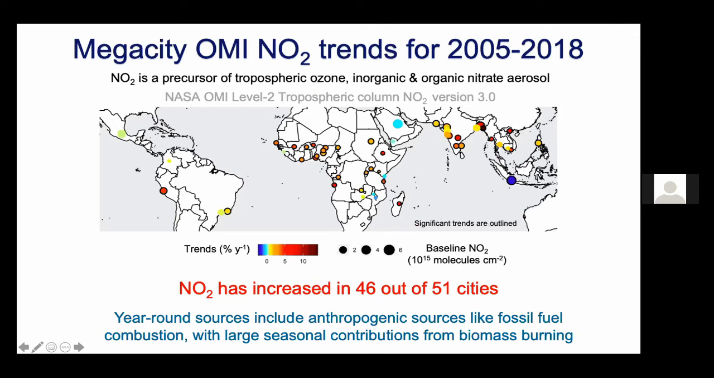So the warmer shades are obviously an increasing trend, and the shades of blue are the decreasing ones. Any significant trend has been outlined. So what we see in this map is that the nitrogen dioxide levels have increased in 46 out of the 51 cities, and most of them are significant, as you can see from the outline. What contributes to the nitrogen dioxide in these cities is mainly fossil fuel combustion, and then there can be seasonal contribution from the biomass burning.